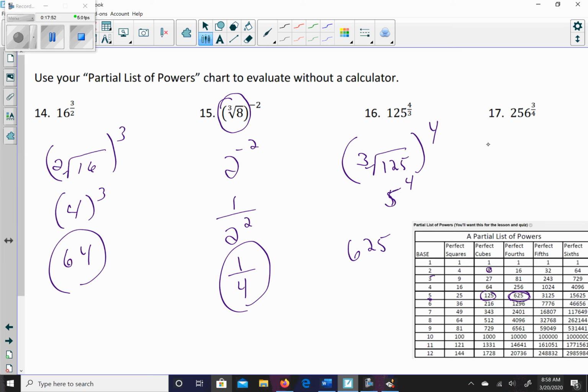The last one is I have the 4th root of 256, and I'm raising this to the 3rd power. Whoopsie, those are supposed to be parentheses. So on my chart, I look for perfect fourths, 256, the perfect fourth of 4. So this ends up being 4 to the 3rd power. Going to 4 to the 3rd power, I end up with 64. So 64 is my final answer.